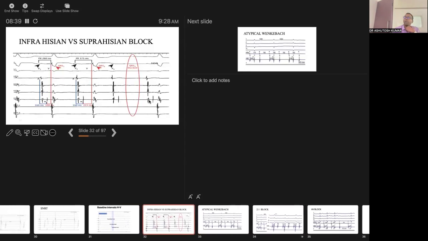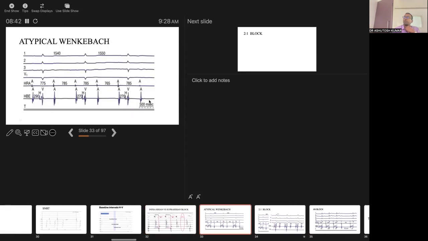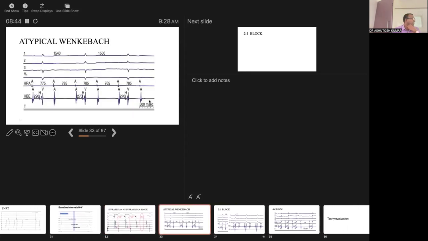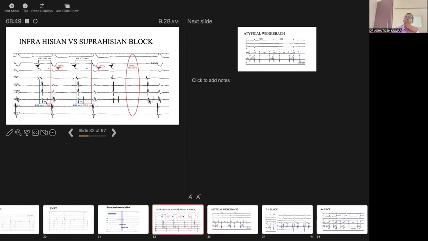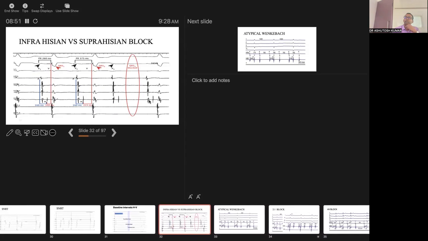Why? Not in both, here also there is no QRS. There is no QRS here. There is also 2:1 block going on. That is also 2:1 block is there. Which one is infra and which is supra?